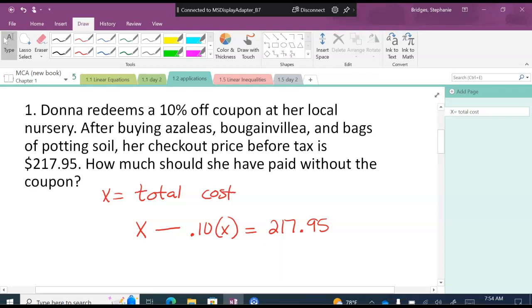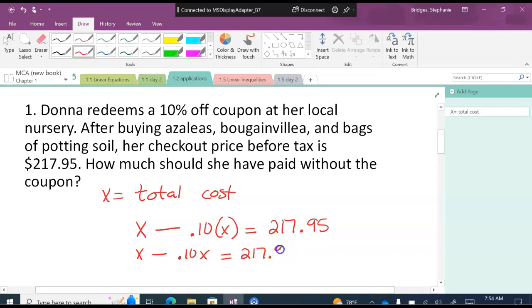Do I have to change anything with this? Do I have to multiply to get rid of fractions or anything? No, I have decimals. I have a calculator. I can do the work as I go. And some of you might not have written that like I did. It's X minus 0.10 times X equals 217.95.